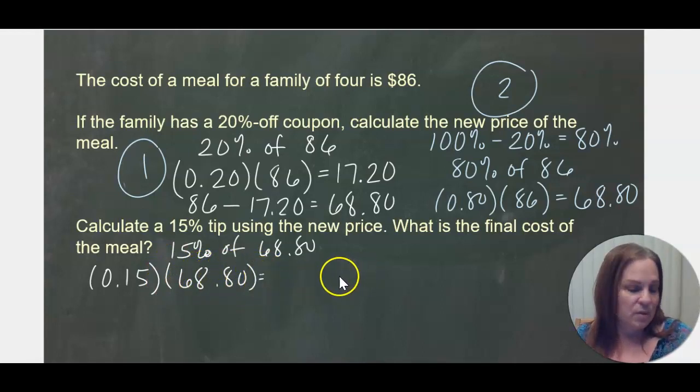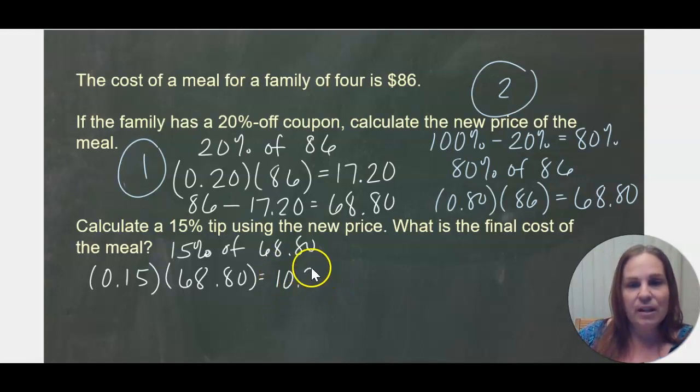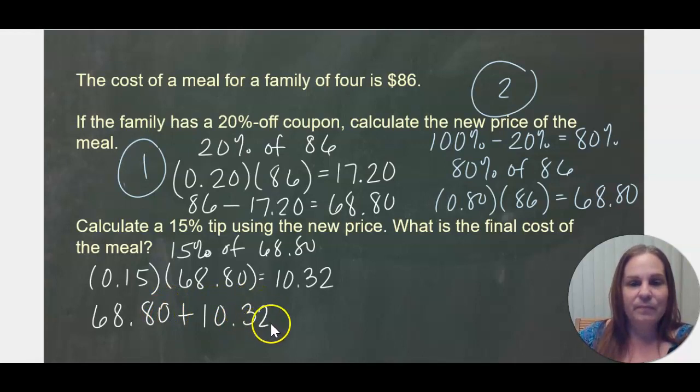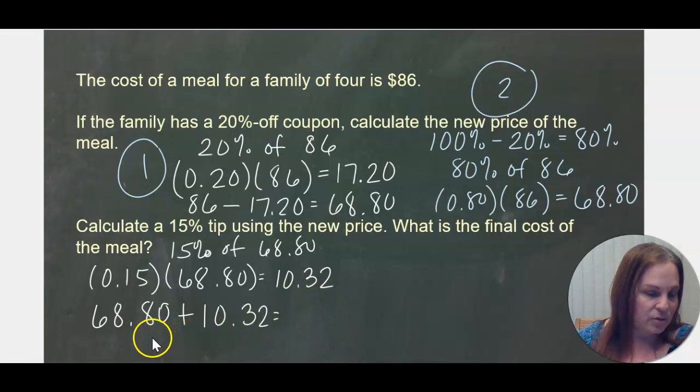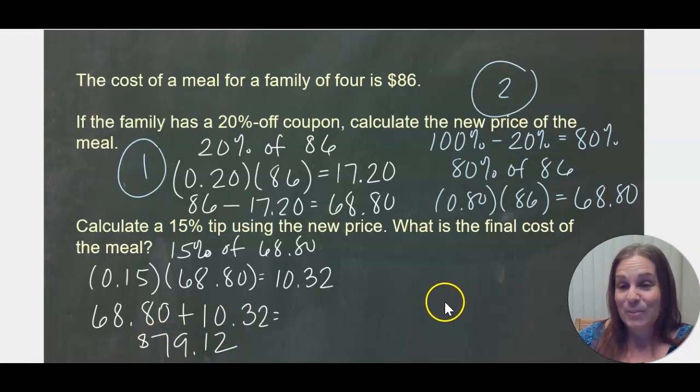Let's see what that equals. So 0.15 times 68.8 equals $10.32. And now that's the tip, so I have to add it on. So 68.80 plus my tip is going to be $79.12.